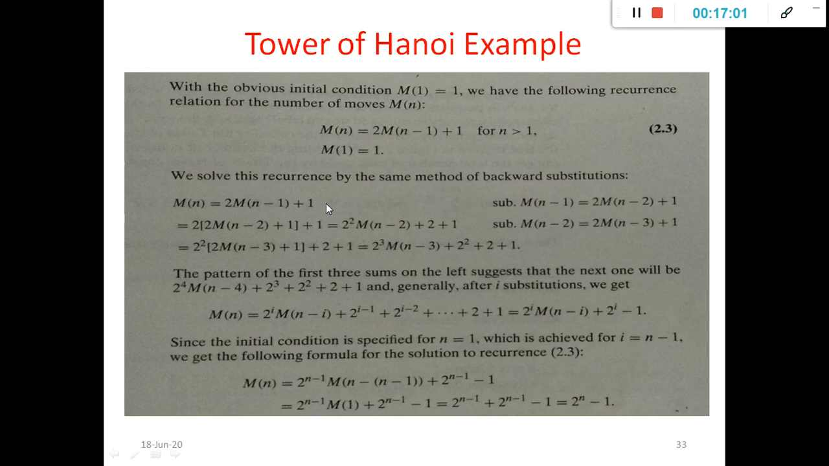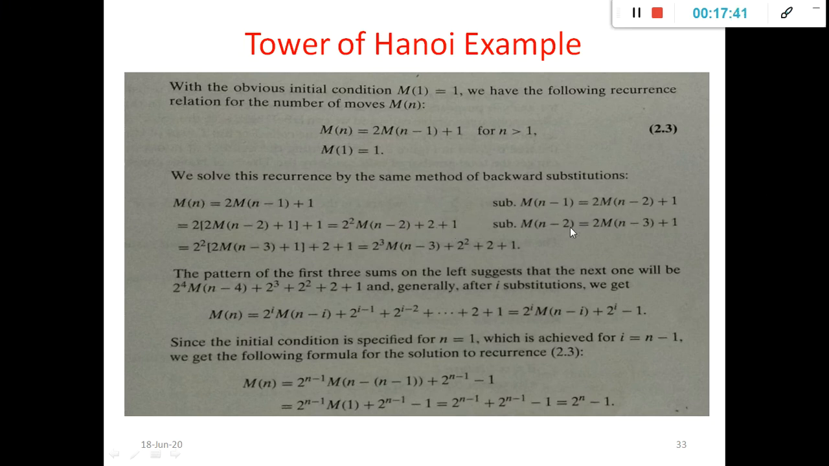Here you have to substitute for M of n minus 1: M of n minus 1 is equal to 2M of n minus 2 plus 1. By using the backward substitution method, in place of M of n minus 1, you substitute 2M of n minus 2 plus 1, and you simplify. You will get 2 into 2M of n minus 2 plus 1, plus 1, and after simplifying you will get 2 squared M of n minus 2 plus 2 plus 1.